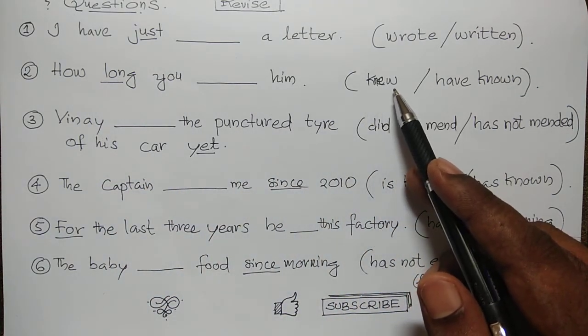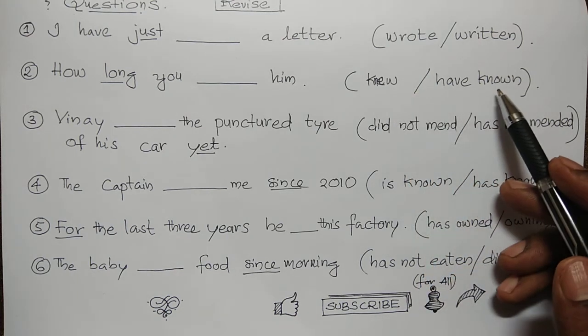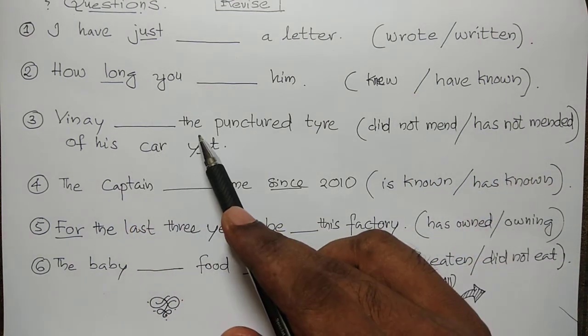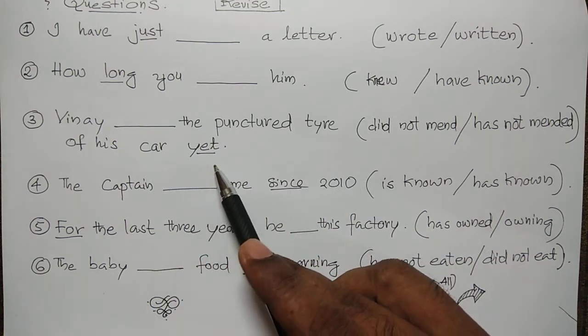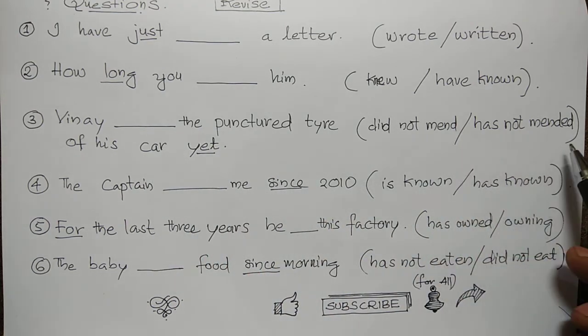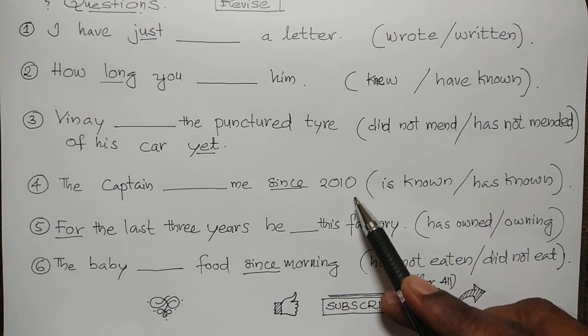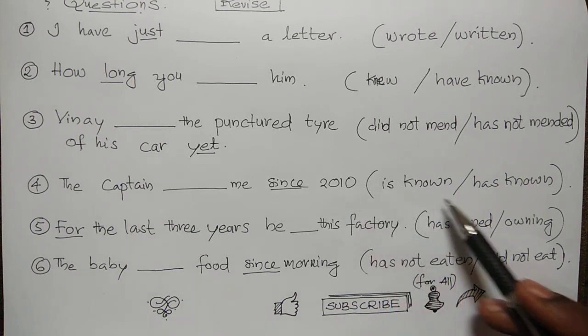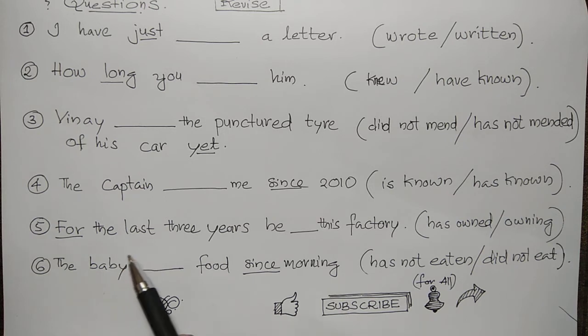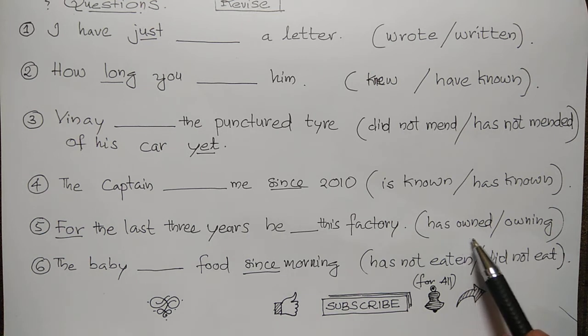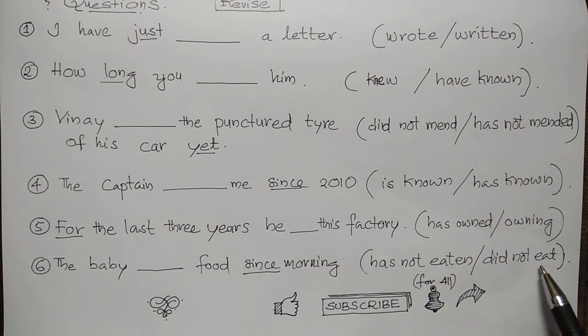Options: knew or have known. Third, Vinay dash the punctured tire of his car yet. Did not mend, or has not mended. Fourth, the captain dash me since 2010. Is known or has known. Fifth, for the last 3 years, he dash this factory. He has owned or owning. Sixth, the baby dash food since morning. Has not eaten or did not eat.